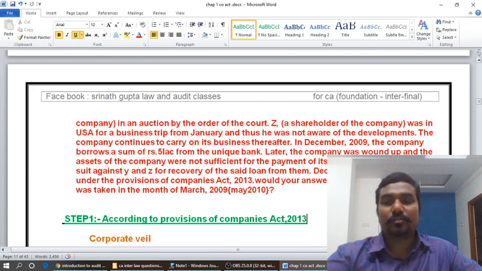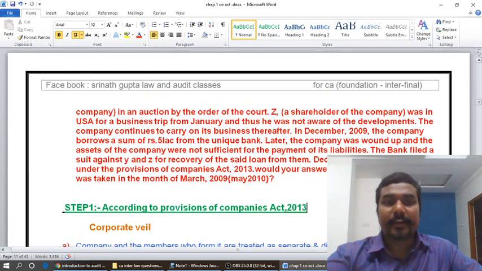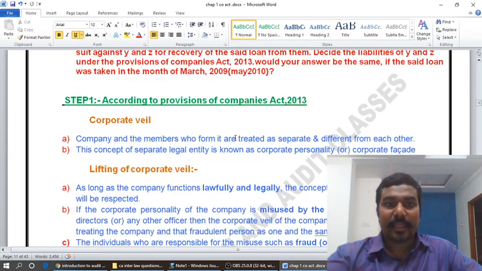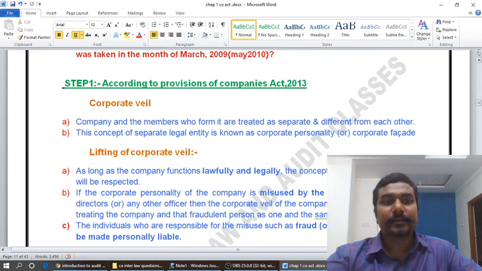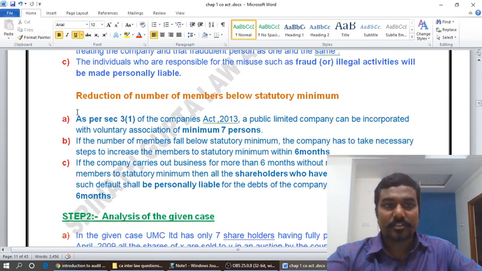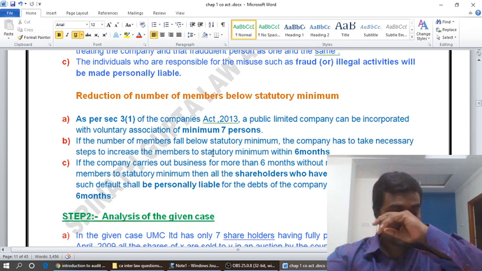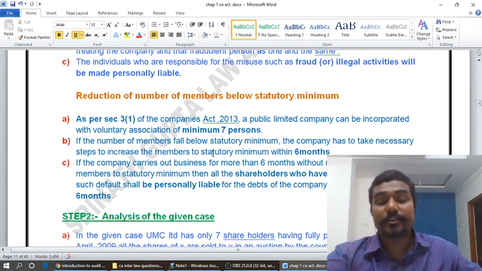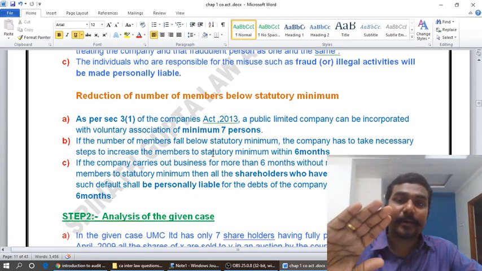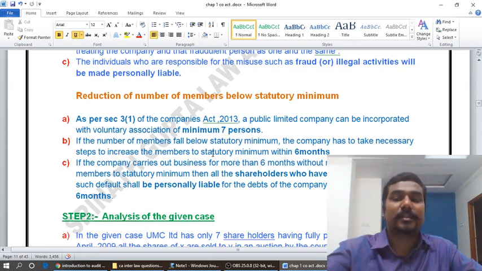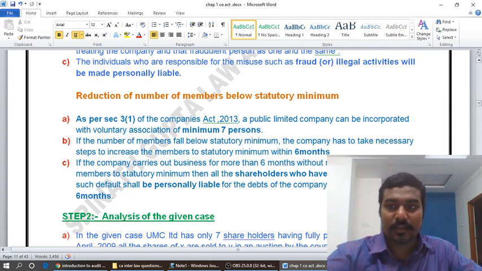This is related to lifting of the corporate veil, reduction of number of members below statutory minimum. So in step number 1, I am writing the provision of law. What is the corporate veil, when to lift the corporate veil, and I am writing the main provision, reduction of number of members below statutory minimum. If the number of members is reduced below 7, or 6, below the statutory minimum, after expiry of 6 months, existing members who have knowledge of the default will be personally liable. That is the provision of law. That's what I wrote here.